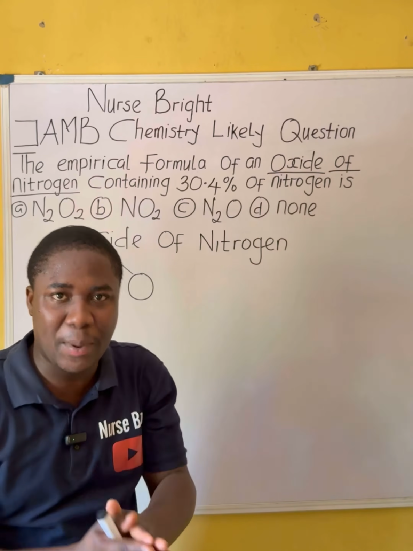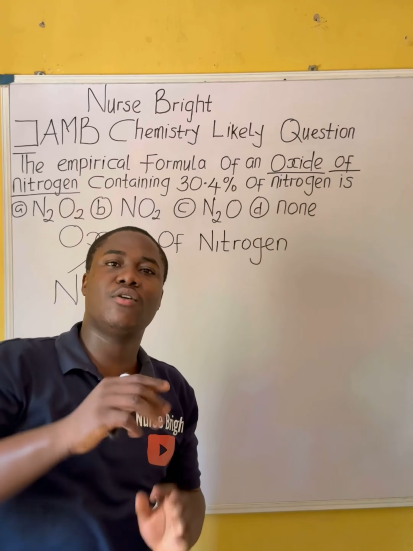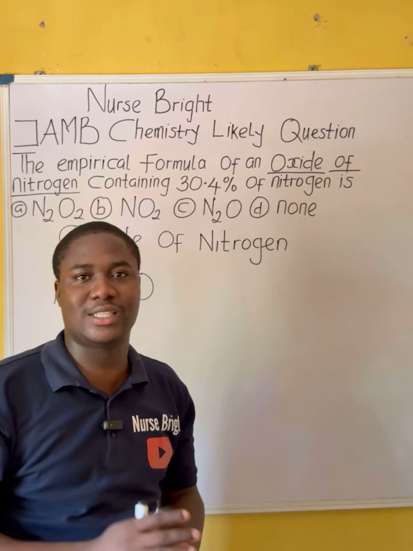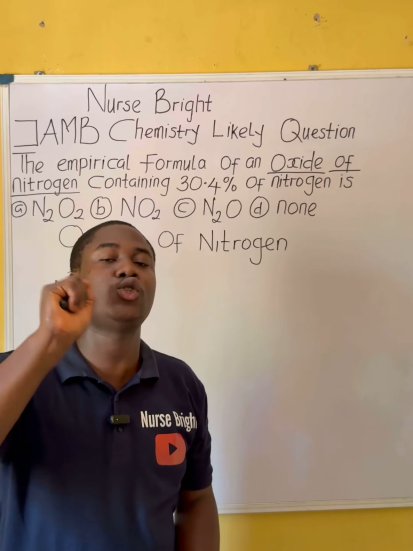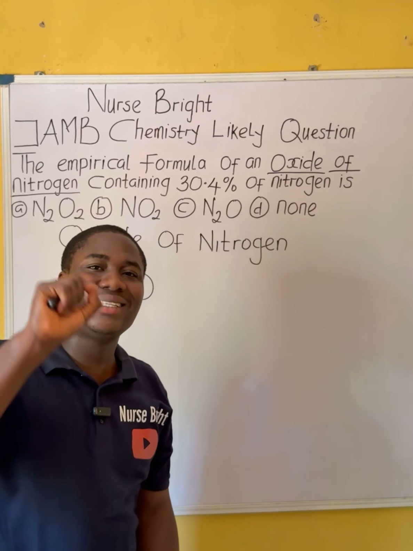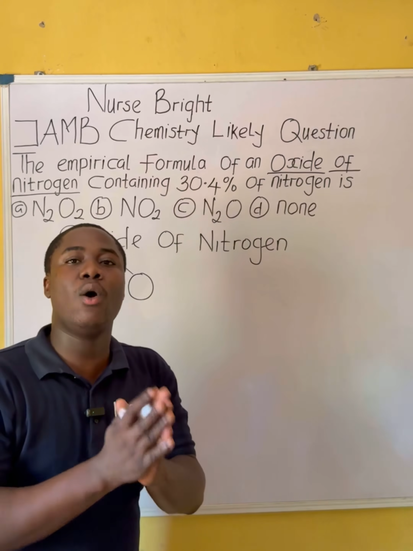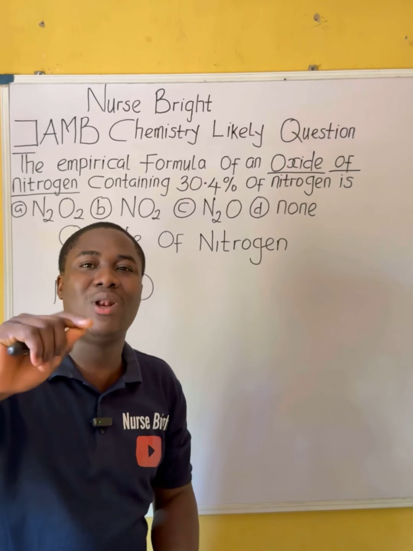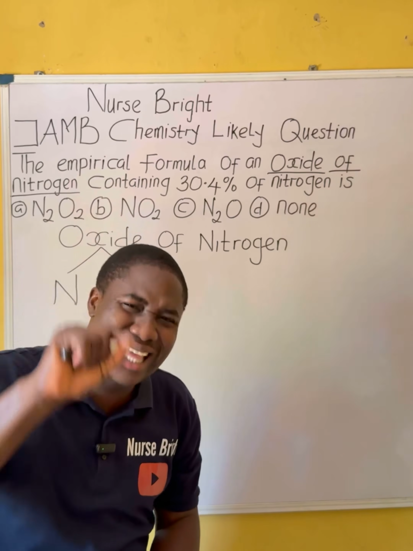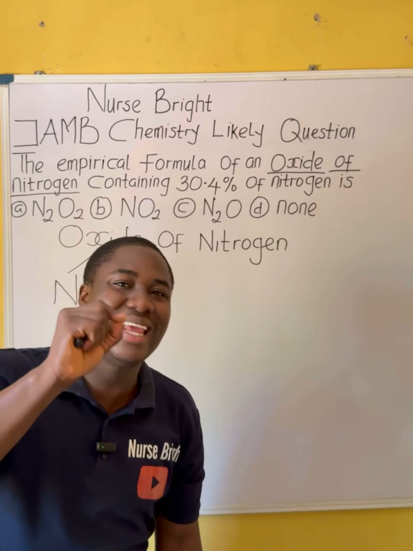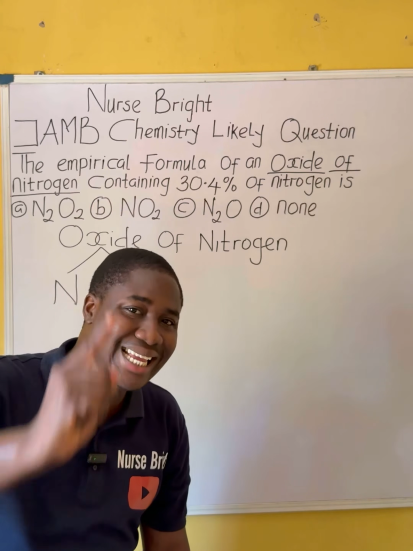I'll be giving you the steps to solve questions like this, and at the end of solving this question, I'm going to give you your own practice question, so you solve and provide the answer in the comment section. So watch closely. First things first, listen. To calculate the empirical formula of any kind of compound, there are steps to follow. What did I say? There are steps. So follow through, listen carefully.